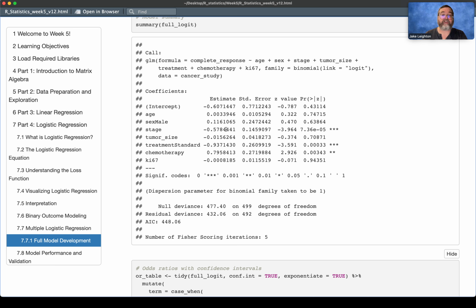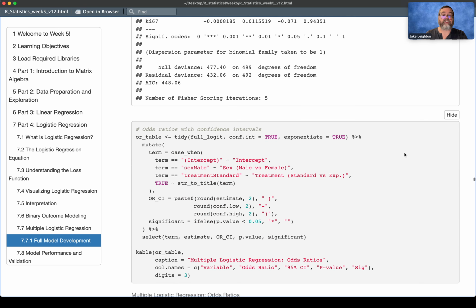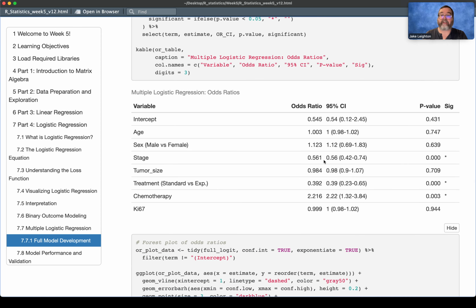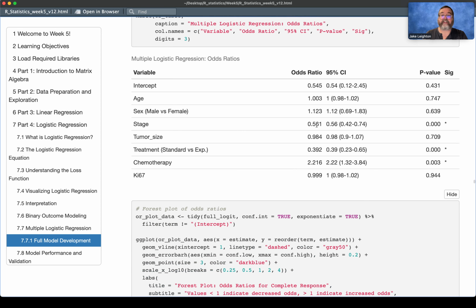Our stage, which is negative, we already knew that, right? We've added a couple more now. Chemotherapy and treatment are 2 interesting new ones. So let's look at the odds ratios once again. And we see stage is the same, but chemo has jumped up. It's pretty high, 2.26. So 2.26 minus 1 is 1.26.